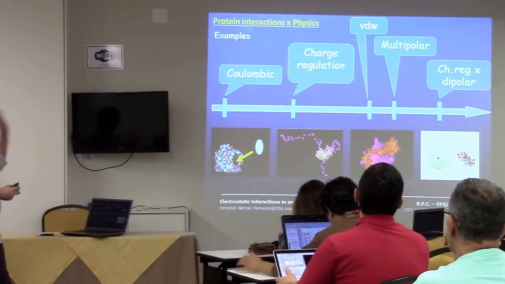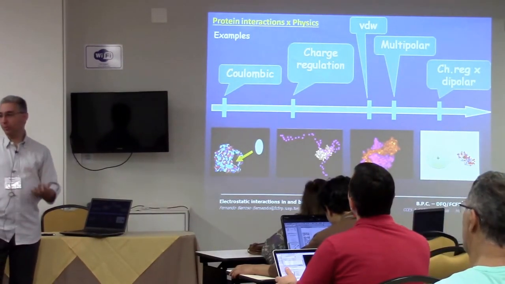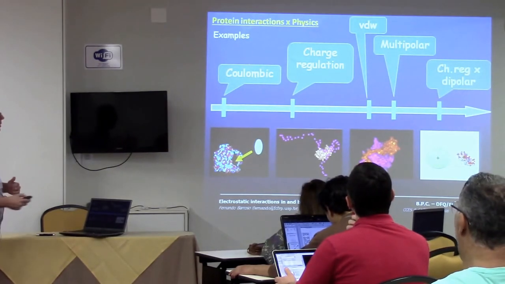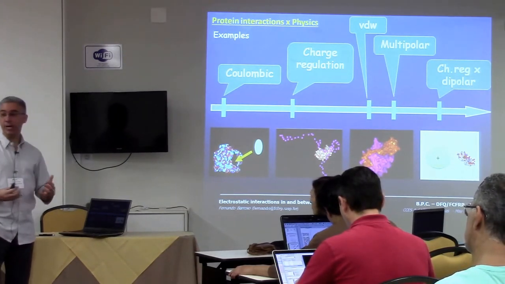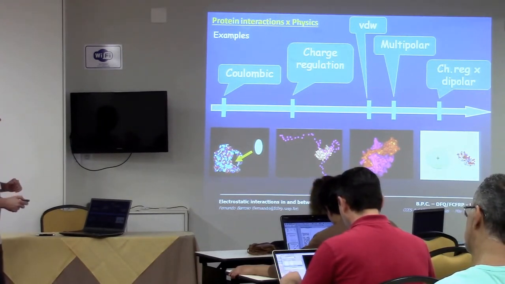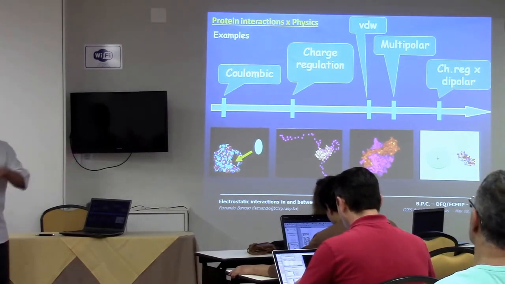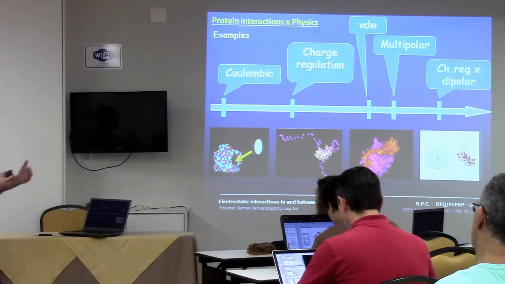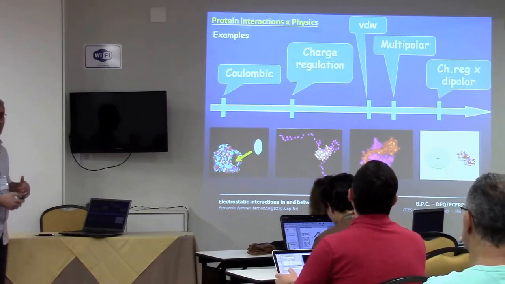Doing so, you're going to end up with systems where different physical interactions are going to be the most important ones. We have seen systems where the Coulomb interactions are really the main important ones, systems where charge regulation is really the main interaction. I showed you a few cases already. There are, of course, cases where van der Waals is the main interaction. There are cases that depend on the situation. The charge regulation and the dipole interactions compete with each other. But the case that I'm going to show, as motivation to be the link with biomaterials, is the one where multipolar interactions are the most important.